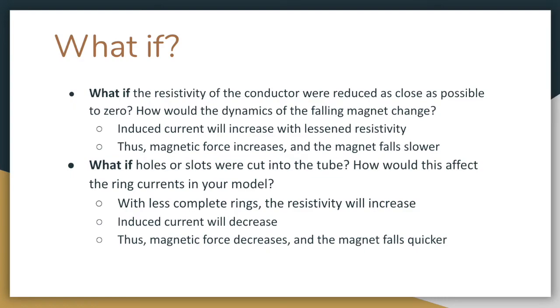As for what would happen if the resistivity of the conductor were reduced to as close to zero as possible, the induced current would increase with lessened resistivity, and thus the magnetic force increases and the magnet falls slower.